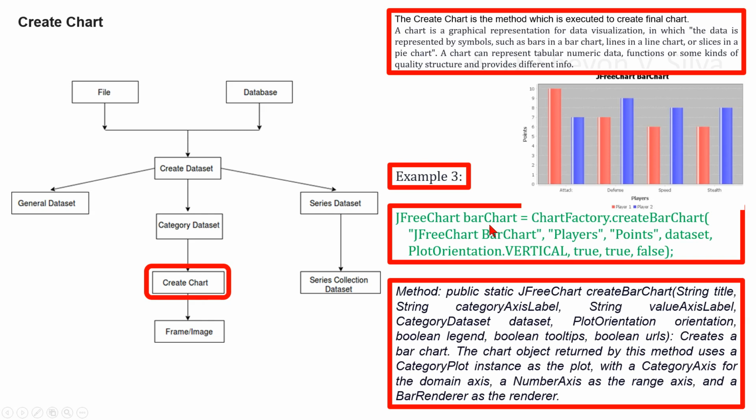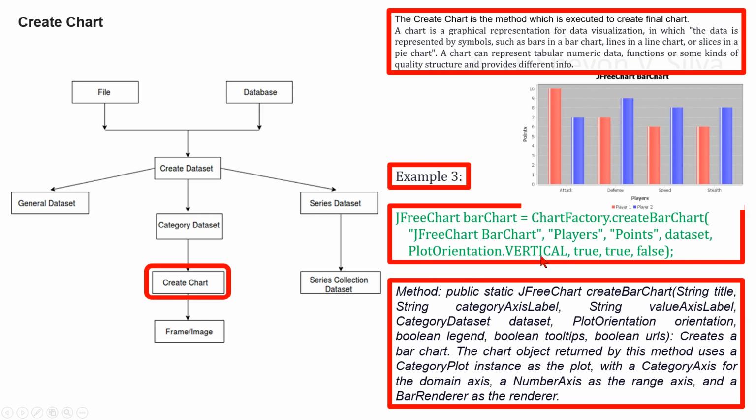The chart object returned by this method uses a CategoryPlot instance as the plot, with the category axis for the domain axis, a number axis as the range axis, and a bar renderer as the renderer. Here the title, the chart title, null permitted. Here the category axis label, the label for the category axis, null permitted. Here the value axis label, the label for the value axis, null permitted. Dataset, the dataset for the chart, null permitted.